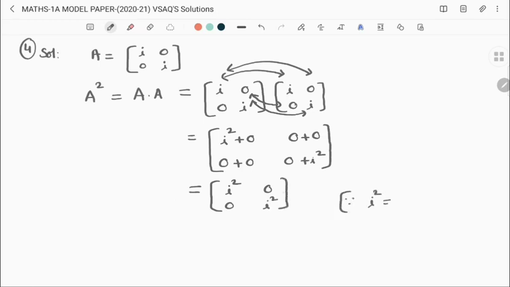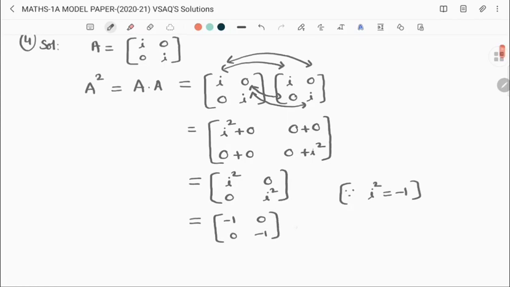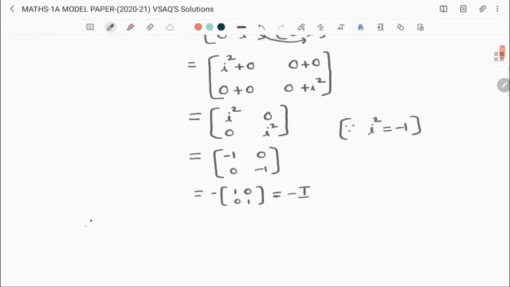Since i square is equal to minus 1 from the complex numbers, we have minus 1 0 0 minus 1. If we take out minus common, 1 0 0 1, we can write as minus I. Therefore A square is equal to minus I. We'll move to the next question.